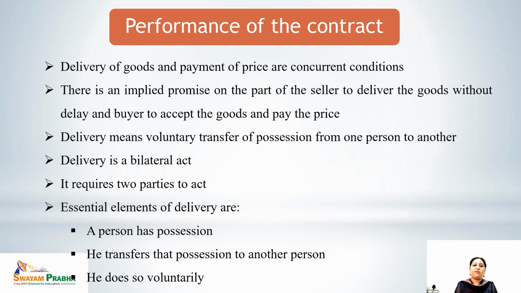When we say delivery, delivery means the voluntary transfer of possession from one person to another. Delivery of goods is always a bilateral act in which both of the parties perform their part. It always requires two parties to act: one is the buyer, the second is the seller. The essential elements of delivery are: a person has possession of the goods, he transfers that possession to another person, and he is delivering the goods voluntarily. He is not doing it under any legal obligation.